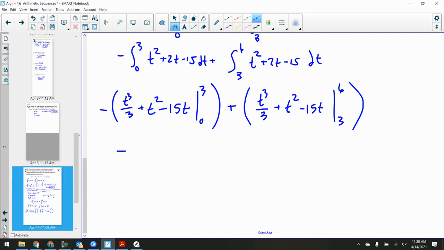Negative 27. But I want the opposite of negative 27, right? Because that's 27 meters moved in the negative direction. So I'm changing that to positive to get the total change in distance.